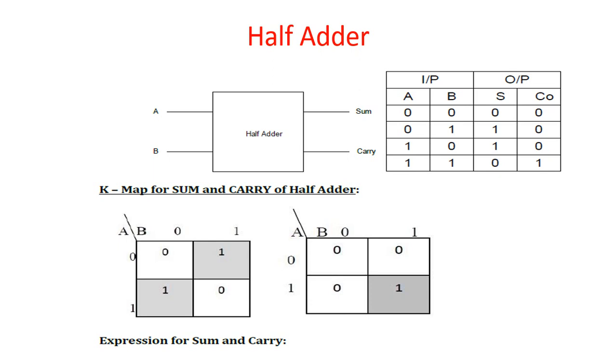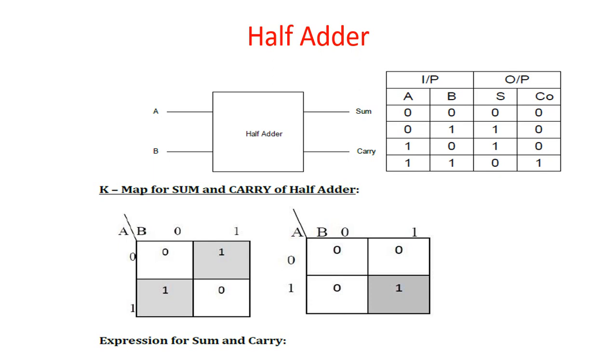Now the next one is the K-map for the sum and carry for the half adder circuit. So first the sum, the K-map will be like this. So it is a 2 input, A and B are input. For the A, 0 and 1. For the B here, 0 and 1.